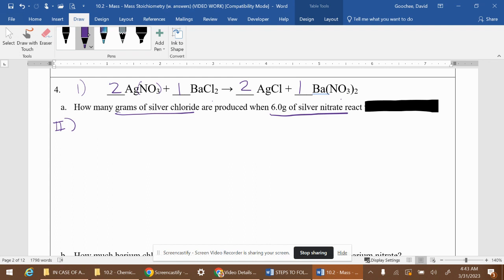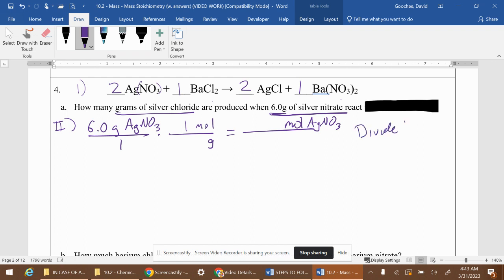So, how many grams of silver chloride are produced when 6 grams of silver nitrate react? Well, our first step is to take these grams and turn them into moles. Always turn your starting amount into moles. So 6.0 grams of AgNO3, and we want to figure out how many moles of AgNO3 that is. Now, when we're trying to get out of grams and into moles, everybody now, divide by the molar mass.